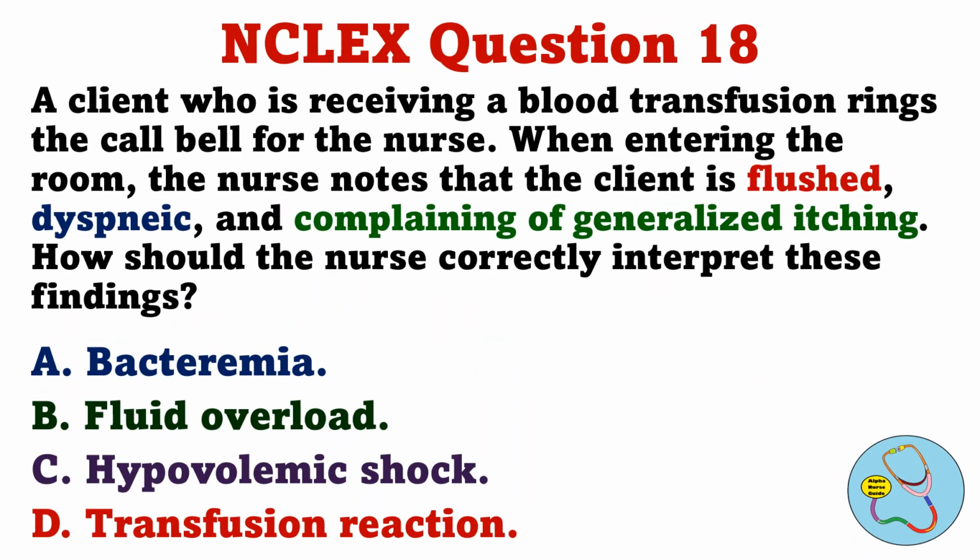A client who is receiving a blood transfusion rings the call bell for the nurse. When entering the room, the nurse notes that the client is flushed, dyspneic, and complaining of generalized itching. How should the nurse correctly interpret these findings? A. Bacteremia. B. Fluid overload. C. Hypovolemic shock. D. Transfusion reaction.